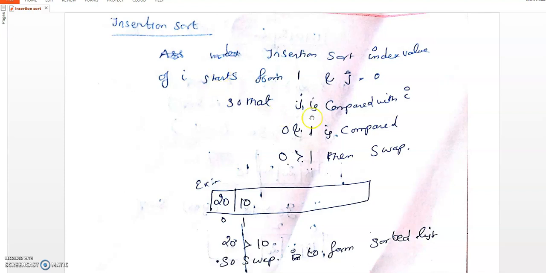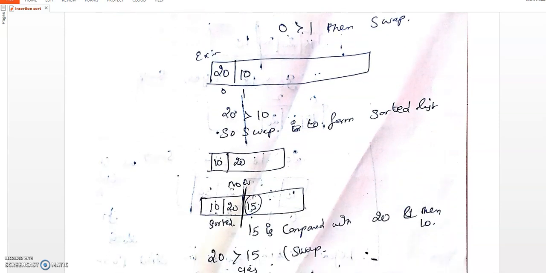So J is compared with I. For example, 0 and 1 are compared. If the element in the 0th position is greater than the element in the first position, then it is not in the proper order, and it will be swapped. For example, the 0th position has the value 20 and the first position has the value 10. 20 is greater, so it is not in ascending order. So we swap to form the sorted list. Understand? Likewise, we will swap.